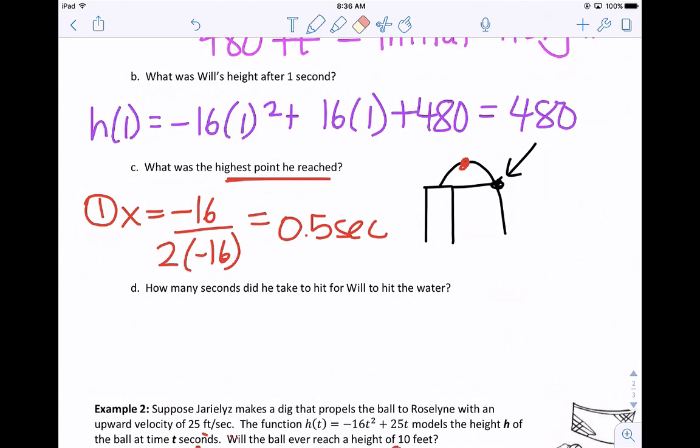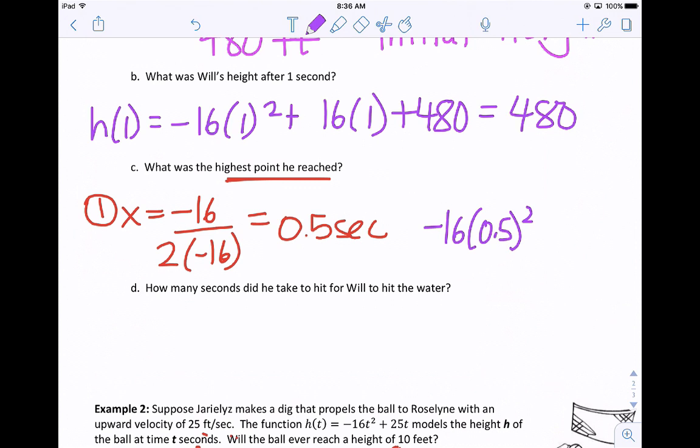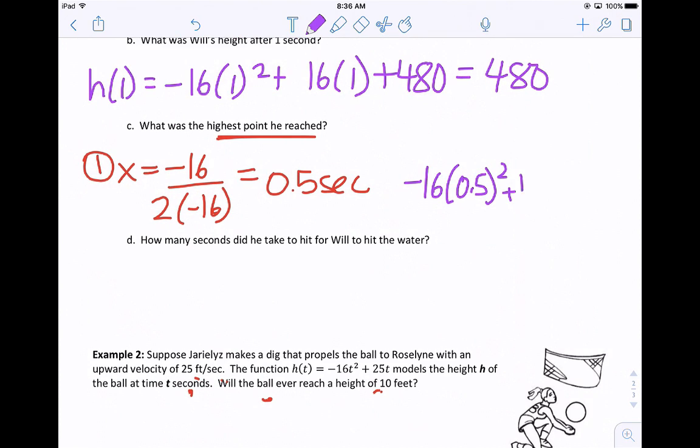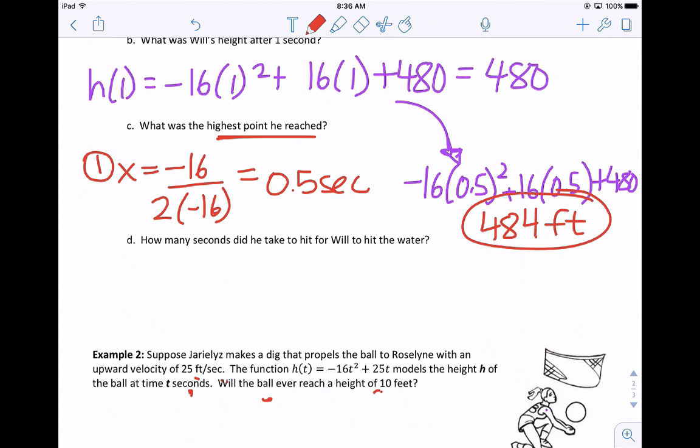And at half a second, the height, we're going to plug into our function. So we'd have negative 16 times 0.5 squared plus 16 times 0.5 plus 480. So you just plug into this function at half a second. And if we do that, we get 484 feet. So that's the maximum height that he jumps after half a second.